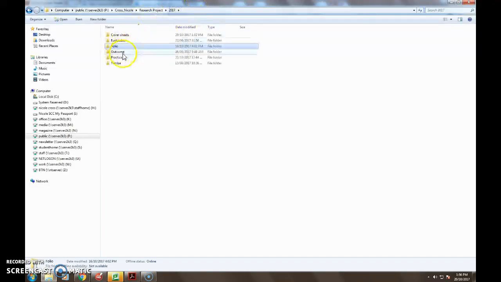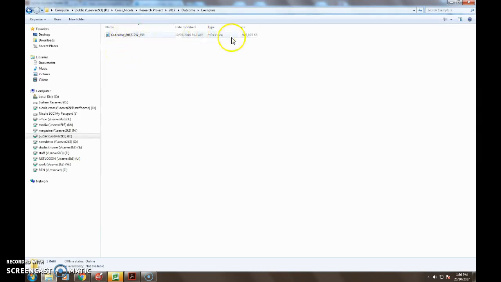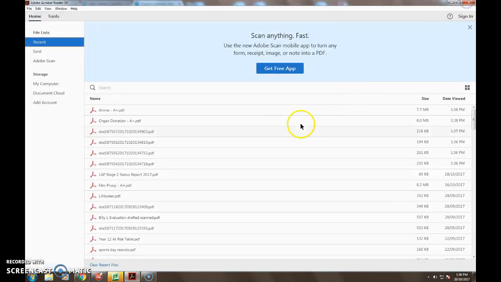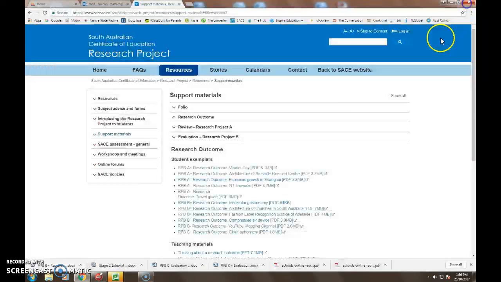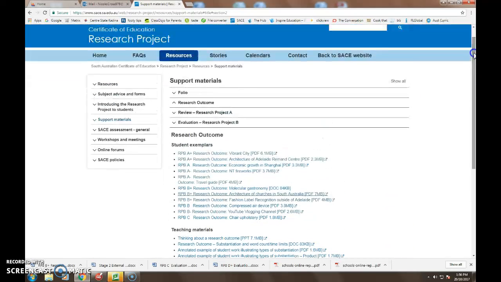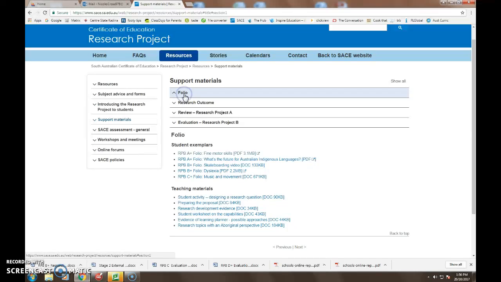If you go back into outcomes, you'll also find exemplars there. I'll put a few more in there for you, but you will also be able to find various examples of previous students' work there as well. Okay, I hope. And don't forget the SACE website. It's always a really important place to start and have a look at. The folios there will also contain examples of students' surveys and how they have set up folio pages relating to those.